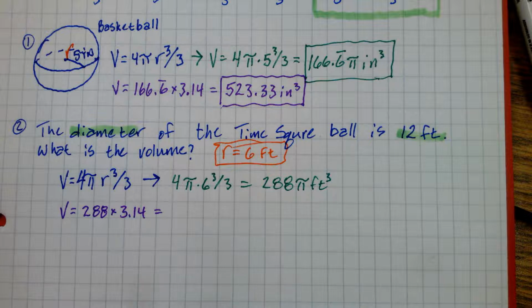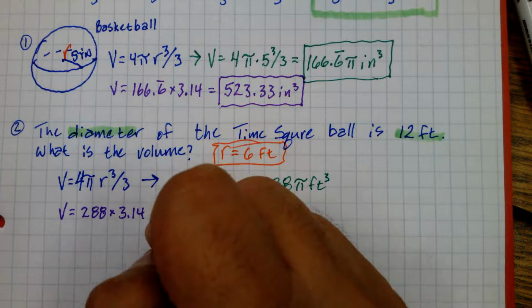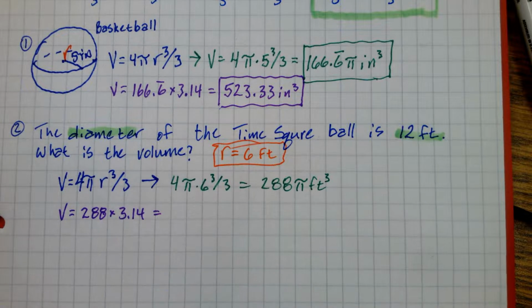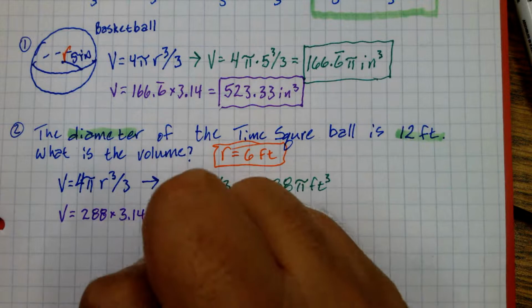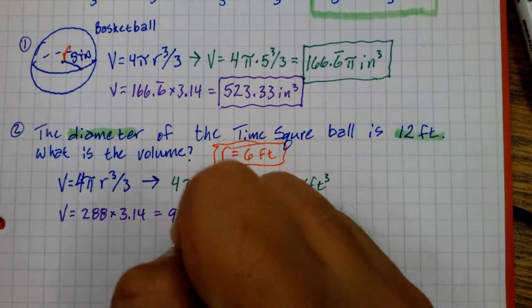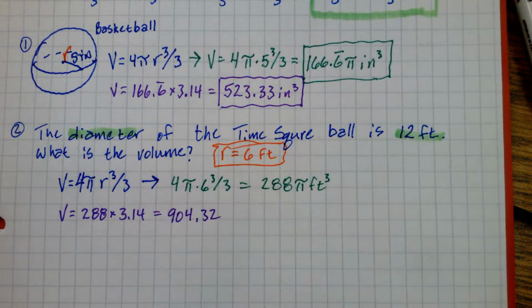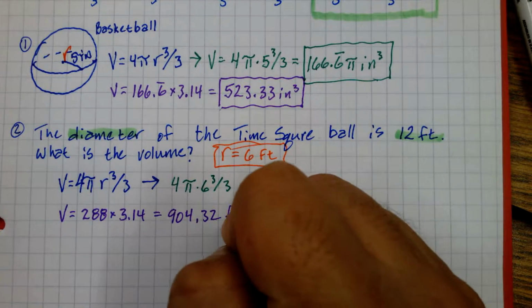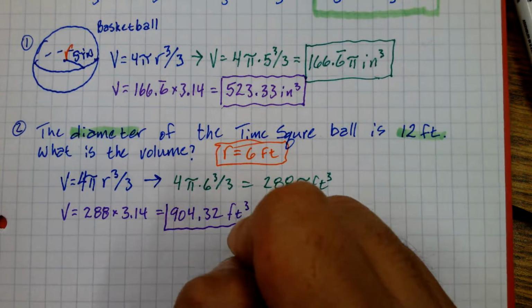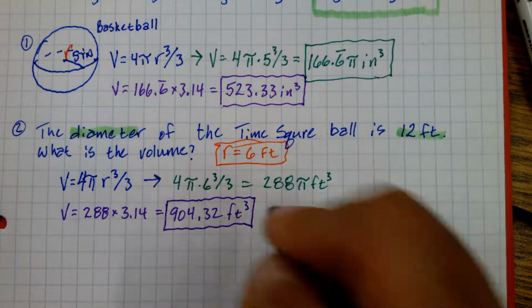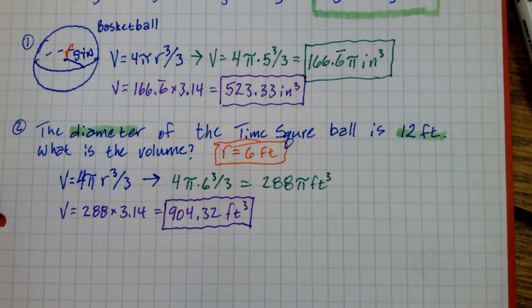What does that make? What's 288 times 3.14? 904.32 cubic feet. So now it'd be 904 of those cubic feet. And that's the size of the Times Square ball that falls every New Year's Eve.